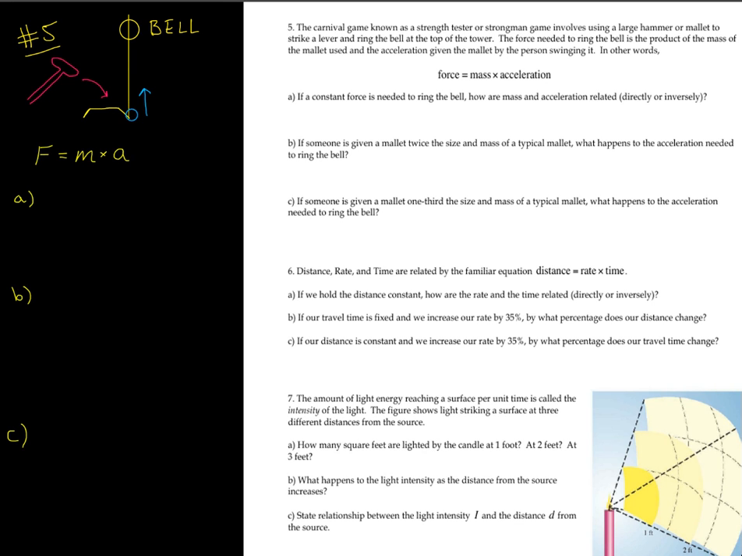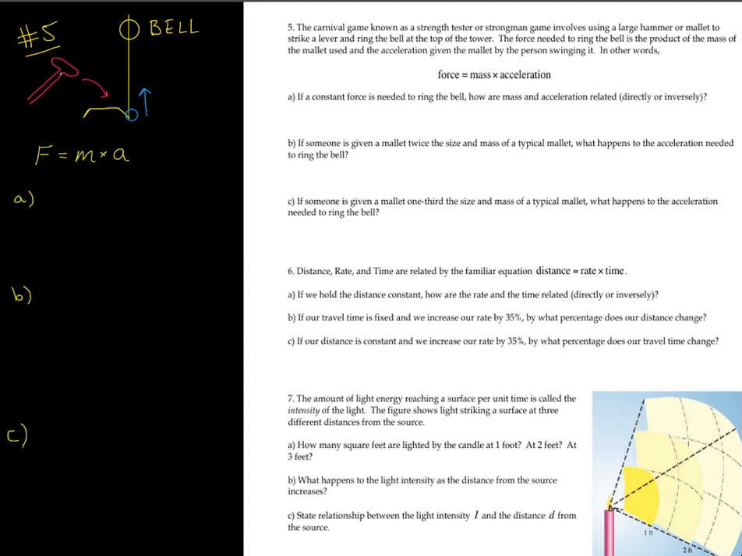All right, in problem number 5 in the section 11.3 worksheet, we're told that the carnival game known as a strength tester or a strongman game involves using a large hammer or mallet to strike a lever and ring the bell at the top of the tower. Okay, so I've included over here a poorly drawn rendition of what we're seeing here.